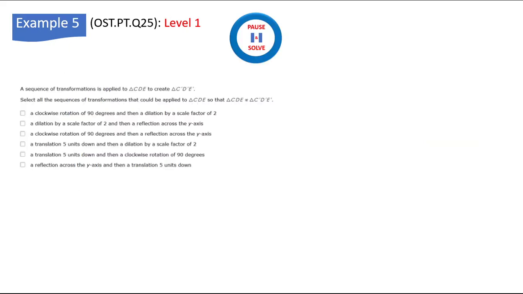Example 5. A sequence of transformations is applied to triangle CDE to create another triangle C prime, D prime, E prime. Select all the sequences of transformations that could be applied to triangle CDE so that these two triangles, CDE and C prime, D prime, E prime, are congruent. You just read each one of these and see what happens. The first thing to notice: select all. So there will be more than one good answer here.